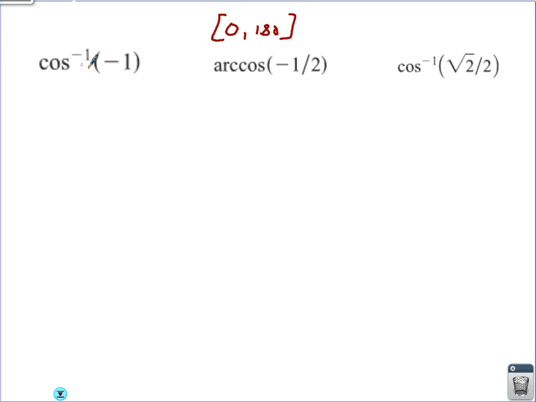Inverse cosine of negative 1. The cosine of what value between 0 and 180? That's the only ones we're dealing with. Cosine's positive, cosine's negative. Cosine of what is negative 1? 180 degrees. Or pi.